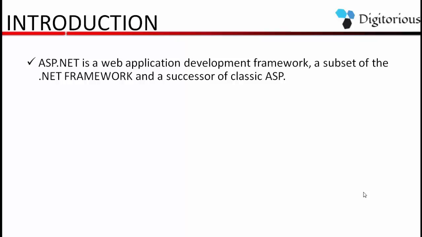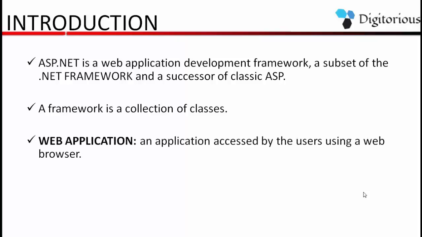We have already discussed that .NET framework is a very wide framework which is used to build a variety of different applications like Windows applications, web applications, console applications, and Windows services, out of which ASP.NET is a subset of the wider .NET framework which is used to build dynamic web applications. Now, if you have been wondering what a framework is, then in short, a framework is nothing but a collection of classes.